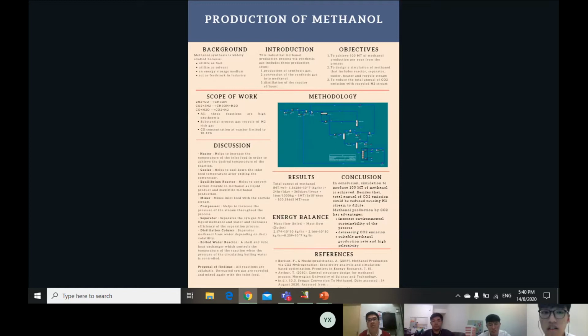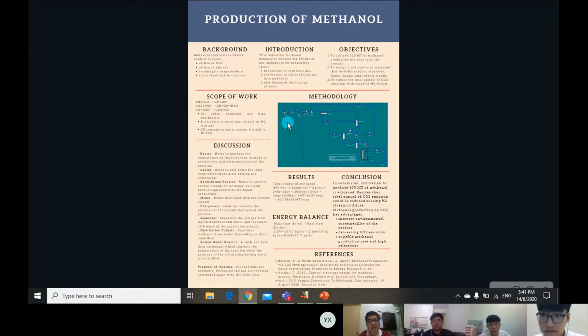Methanol synthesis is a widely studied process and the product methanol is commonly utilized as a fuel, a solvent, an energy storage medium, and a feedstock in the industry. This industrial methanol production process with synthesis gas includes three production steps: production of synthesis gas, conversion of the synthesis gas into methanol, and distillation of the reactant effluent. Process unit operations such as valve, heater, cooler, compressor, liquid vapor extractor, heat exchanger, equilibrium reactor, and distillation column are included in this production process.